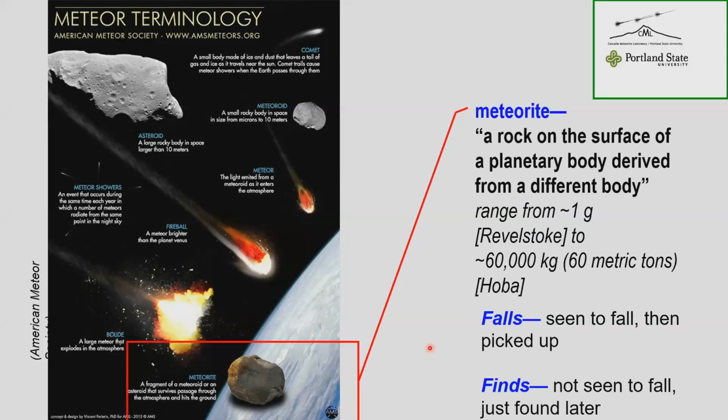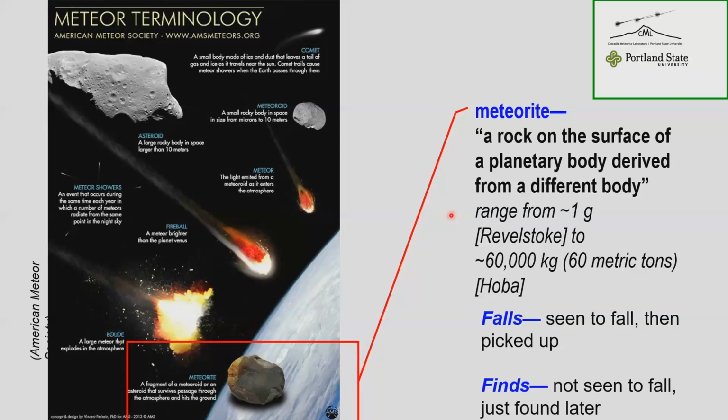Now, a meteorite has different definitions depending on who you ask. The simplest terms are rocks from space that land on Earth. But the real term is a rock on the surface of a planetary body derived from a different body. So we actually find meteorites on the moon, we find meteorites on Mars, and we find meteorites on other asteroid bodies. For this definition, I'm just going to refer to meteorites that land on Earth from other places, but you can get meteorites anywhere. And they can range from 1 gram to over 60,000 kilograms.